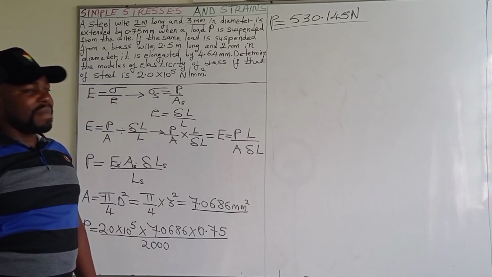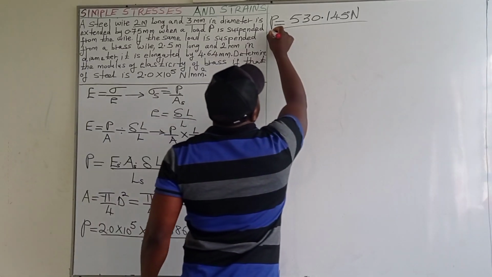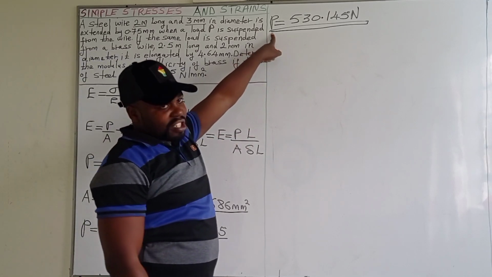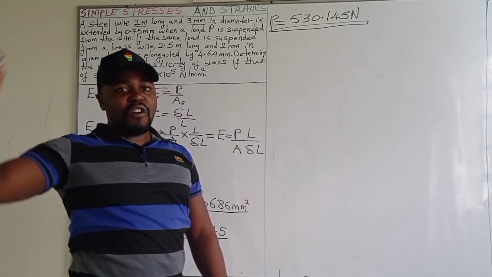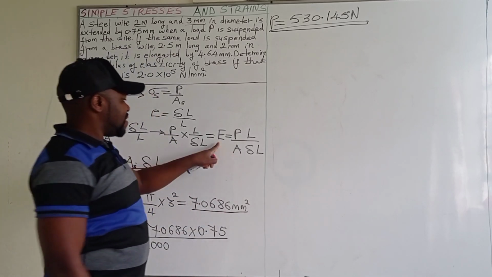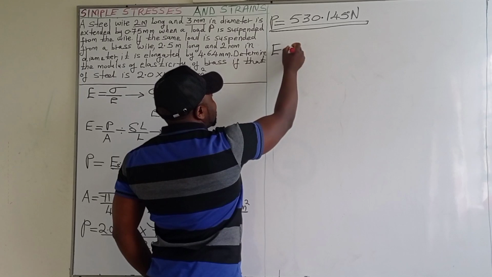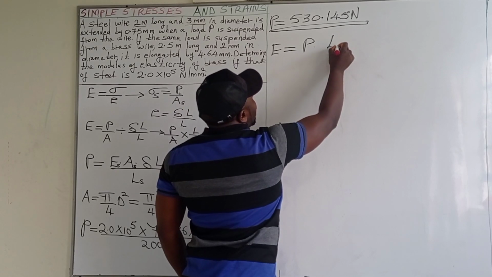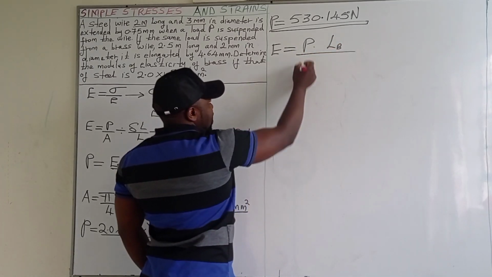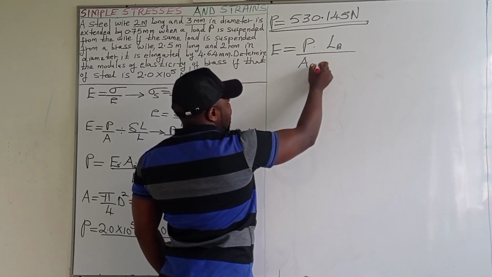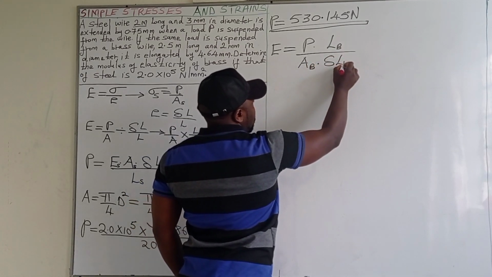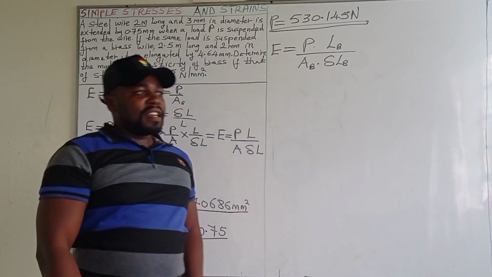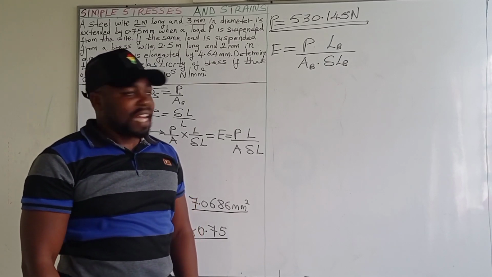0.75 millimeters. Now, after getting the value of the load, we are going to use this load to determine the Young's modulus of elasticity of brass. We apply the formula: Young's modulus of elasticity is given by the load times the length of the brass wire divided by the cross-sectional area of the brass wire times the elongation of the brass wire when this load P is suspended on that brass wire.